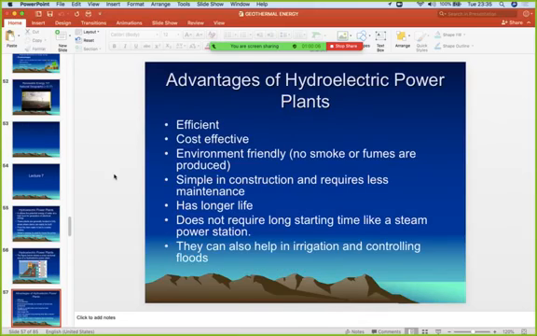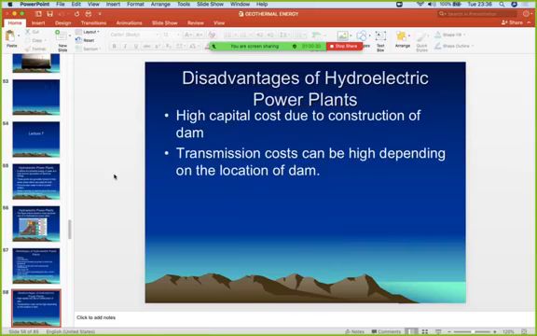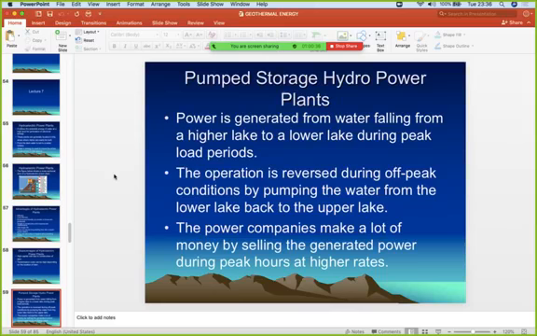So we have the advantages we mentioned earlier about hydro. The main advantages are that it is cost-effective, environmentally friendly, and has a longer life. They do not require long starting time like a steam power station. They can also help in irrigation and controlling floods. Disadvantages: high capital cost and transmission cost.